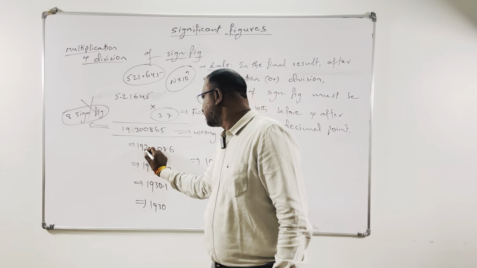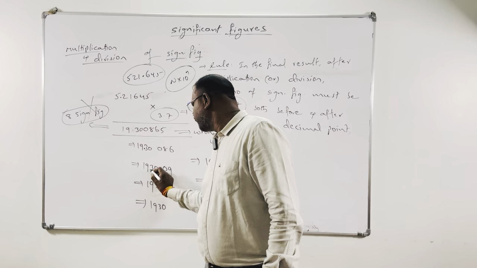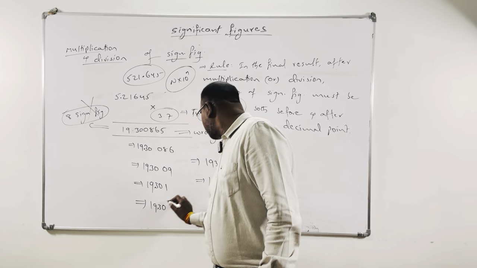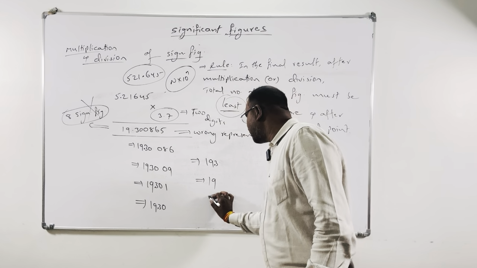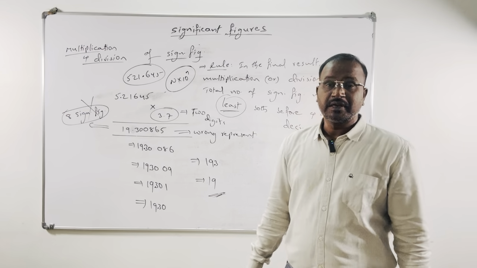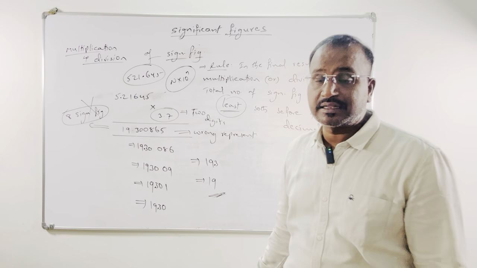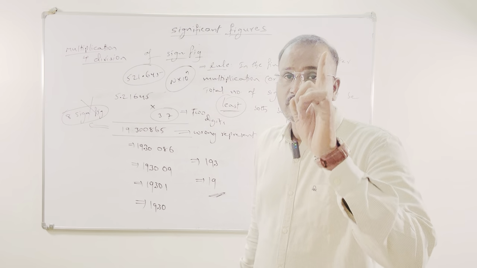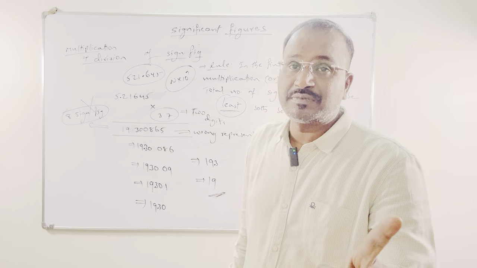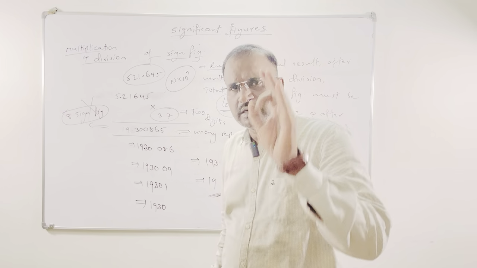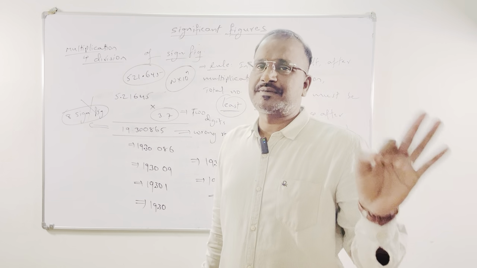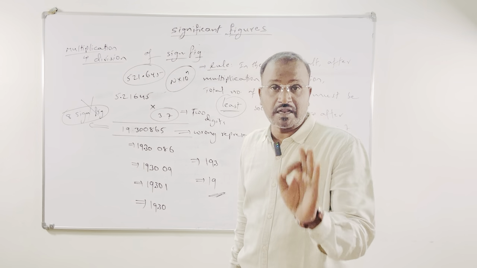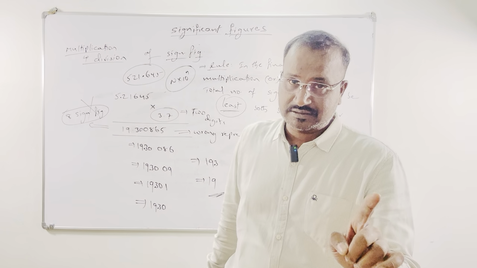So this digit should be here, this digit should be here, and this digit should be here, and this digit should be here, and the answer is this. Answer is this, because here only 2 digits are there. Don't take more than one digit before the decimal point for addition, multiplication, division, subtraction, because we need to take scientific notation values for calculations.